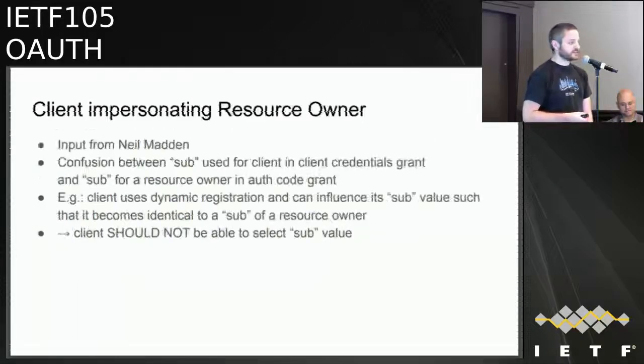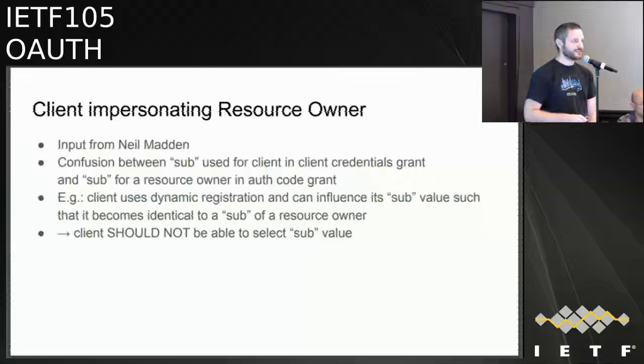The next thing is an input by Neil Madden. He noticed that in some rare cases, a client may be able to impersonate a resource owner. That can happen if there's a confusion between the sub-claim that is used for a client in the client credentials grant and the sub-claim that is used for a resource owner in the authorization code grant. And this may happen if, for example, the client uses dynamic registration and the client itself can influence its sub-value that is later used by the AS for that client.